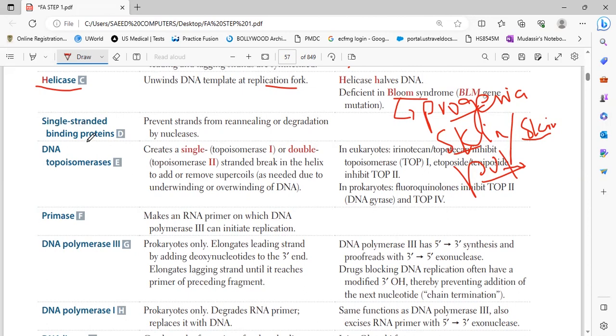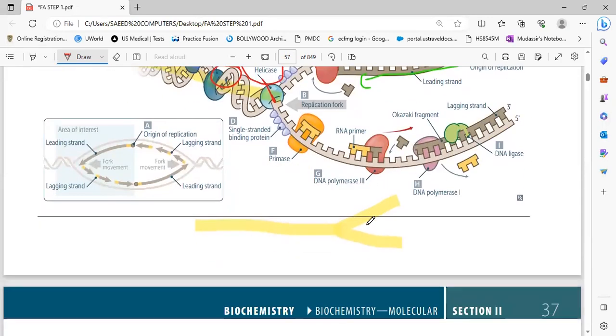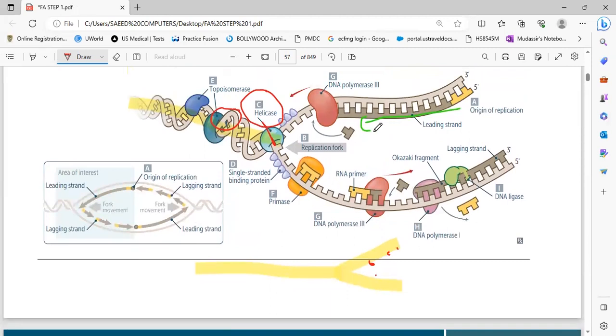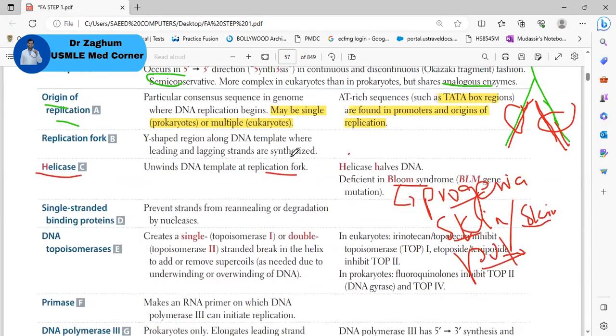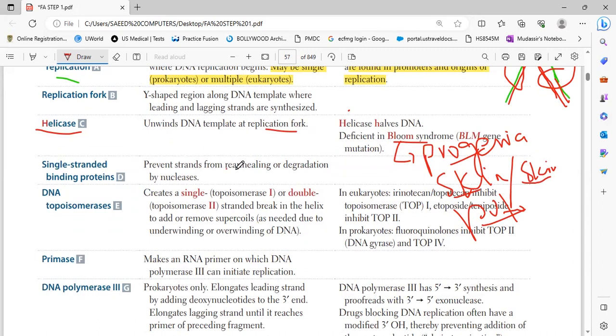Then there is the single stranded binding protein. When helicase has separated these strands, you will have single stranded binding protein. Here you can see I am drawing it. These are single stranded binding proteins. What are their functions? There are two functions. First, they prevent re-annealing. One strand is open, and you have unzipped the strand, so it could zip up again and recombine. The single stranded binding protein prevents re-annealing.